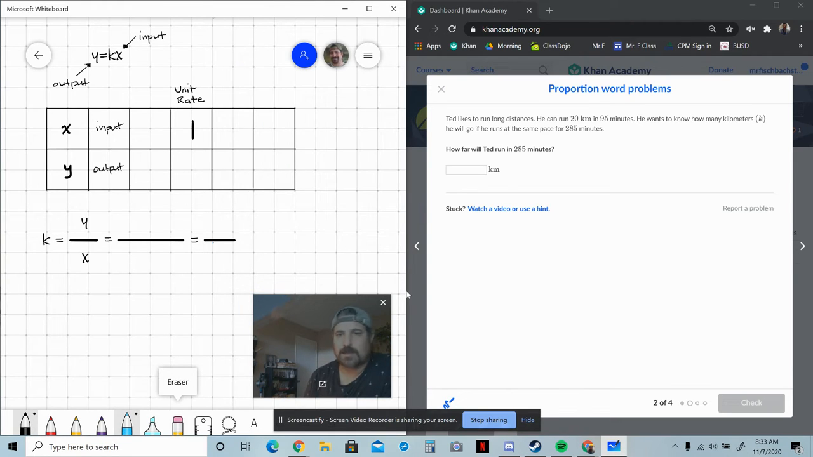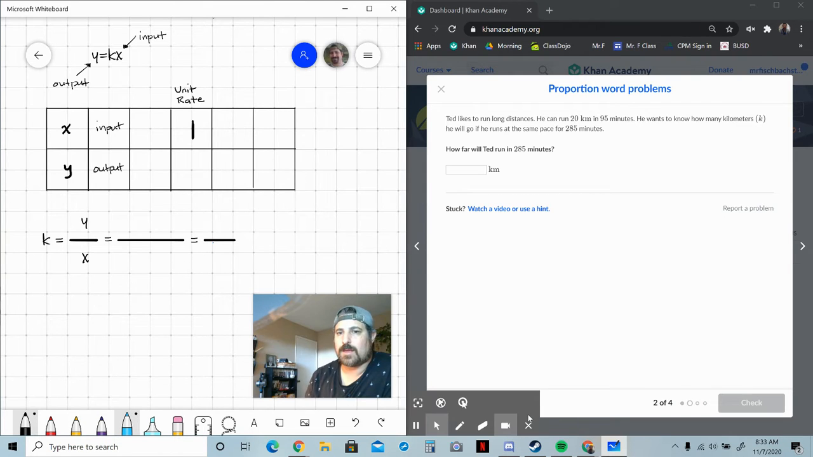It says Ted likes to run long distances. He can run 20 kilometers in 95 minutes. He wants to know how many kilometers he will go if he runs at the same pace for 285 minutes. So at the same pace tells you it's proportional. It's basically an average speed that he's consistently running at.